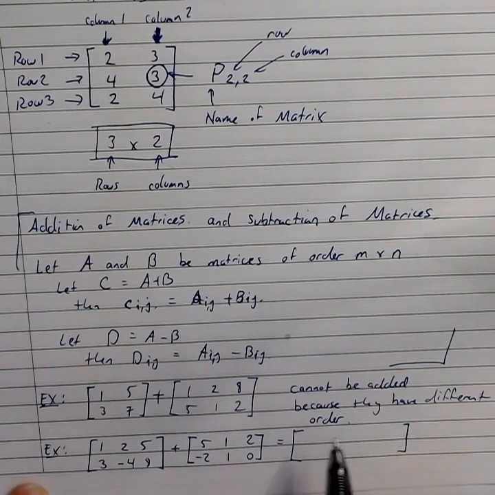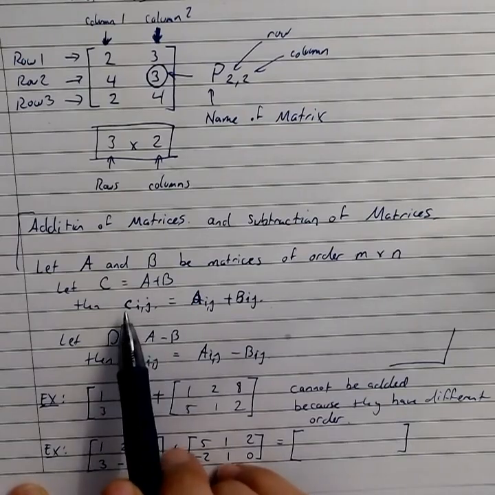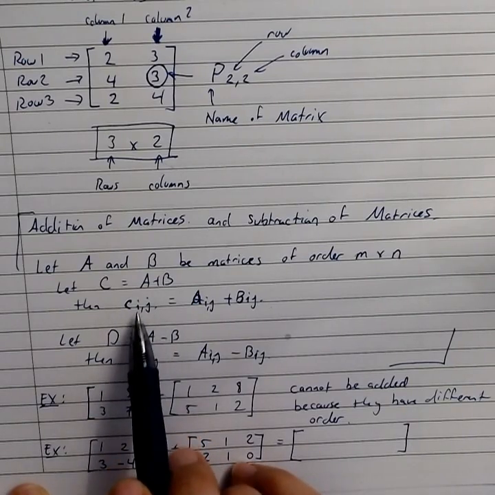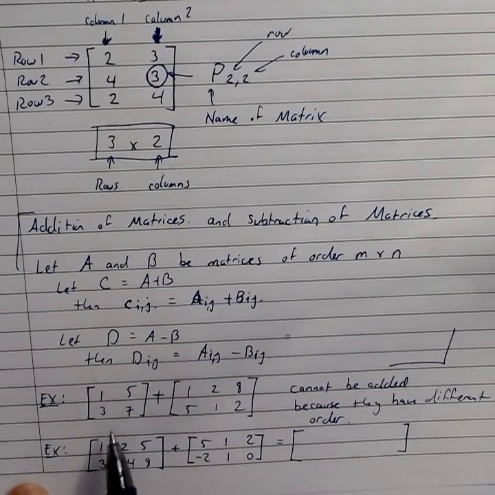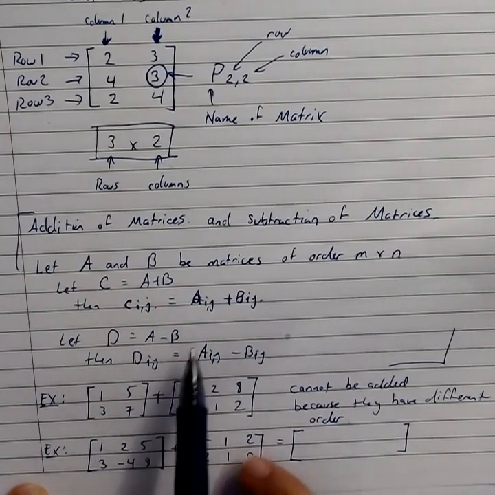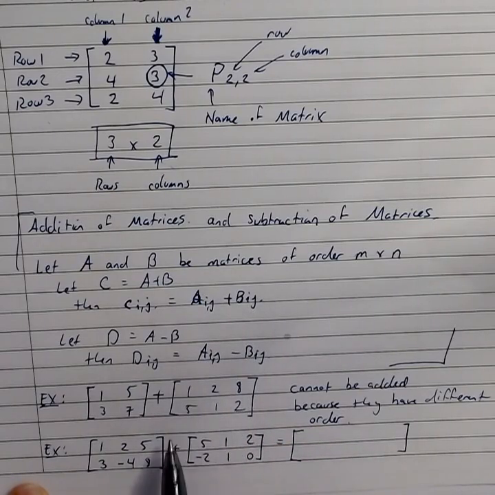Okay. So now what are the 6 elements? I'm going to have 2 rows and 3 columns. 2 times 3 is 6. So I'm going to have 6 elements. Well, that's what this tells you. This tells you to find an element ij, that's the same as adding the element ij from the first matrix plus the element ij of the second matrix.